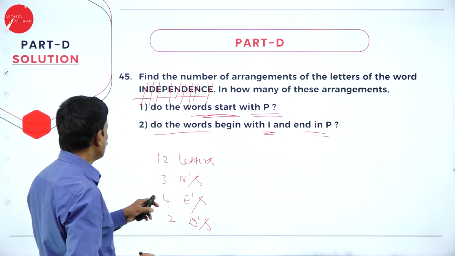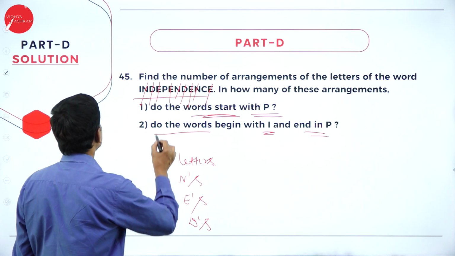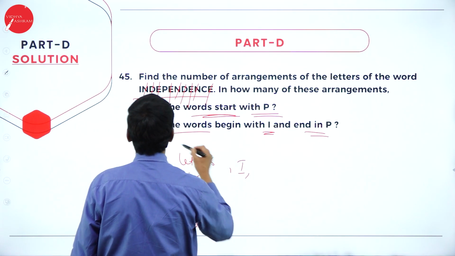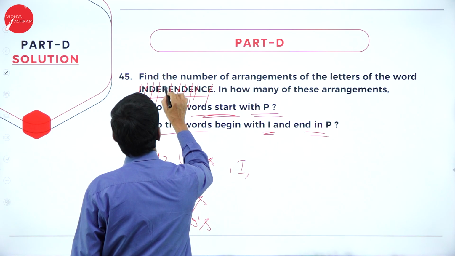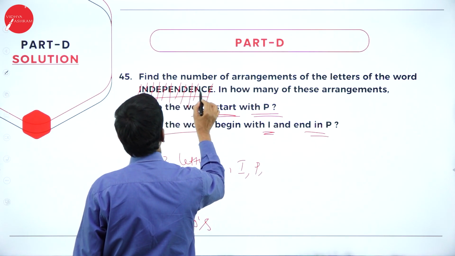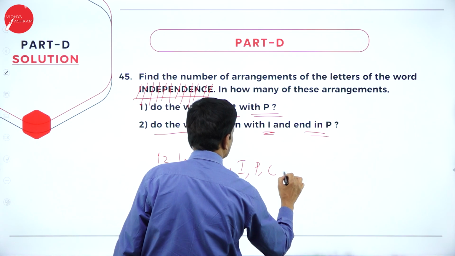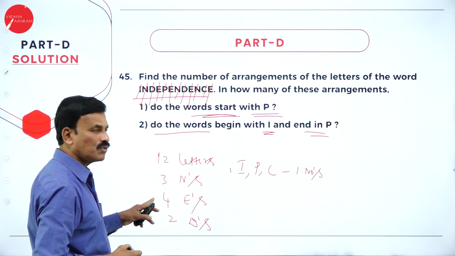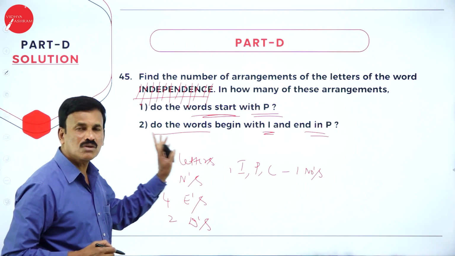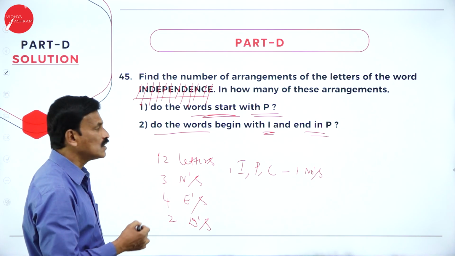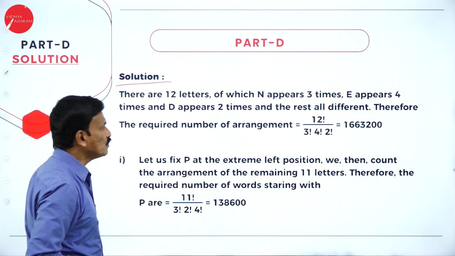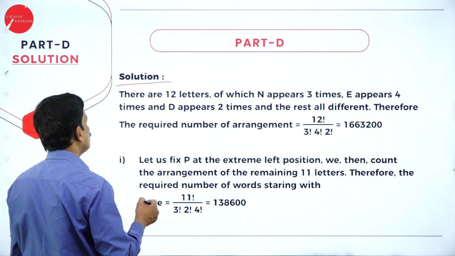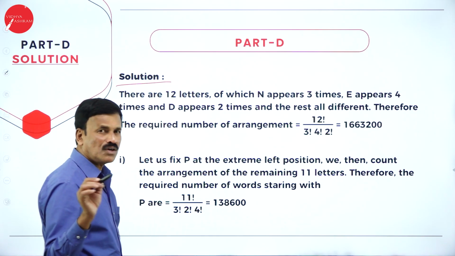So 3 N's, 4 E's and 2 D's. Remaining are all 1 term: I, then P, then C, 1 each. So totally 3 plus 2 is 5, 5 plus 4 is 9, 9 plus 3 is 12. So 12 letters are there in this word, right? There are 12 letters of which N appears 3 times, E appears 4 times and D appears 2 times and the rest all appear 1 time.